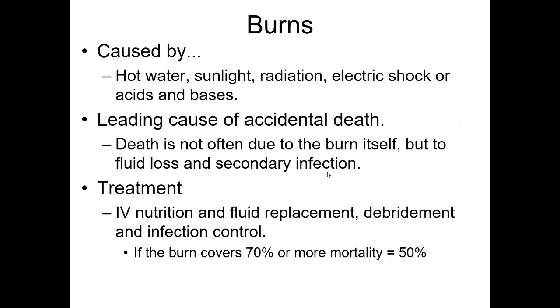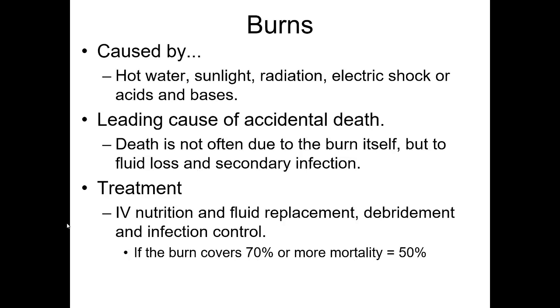Now, a burn, as opposed to a wound, is caused by a lot of different things. You have electric burns, chemical burns, radiation burns, hot water burns, different types of burns. Now, it is the leading cause of accidental death. With burns, you have things like dehydration, you have secondary infections. Getting fast treatment for burns is the key in saving a burn victim's life. If a burn covers 70% or more of the person's body, the mortality rate is about 50%.